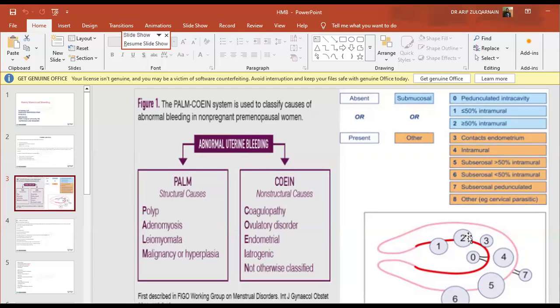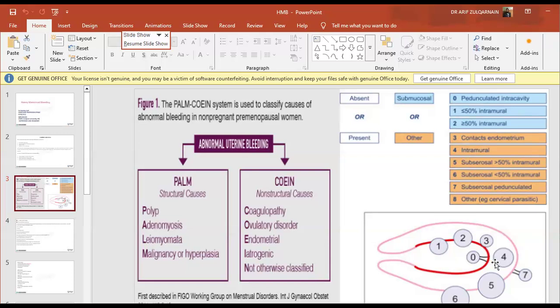This picture indicates the classification of the fibroids. Here you can see grade 0 is pedunculated or intracavitary. Grade 1 is less than 50% intramural. Grade 2 is more than 50% intramural. Grade 3 contacts the endometrium. So it is less than 50% intramural, it is more than 50% intramural, and it is wholly intramural, but it is making contact with the endometrium.